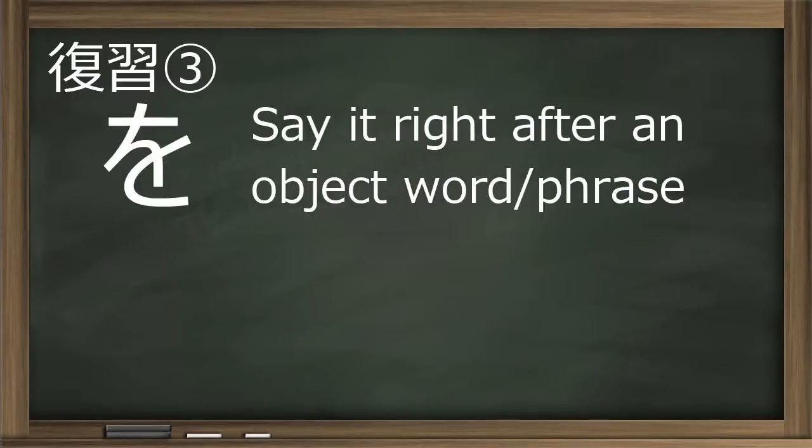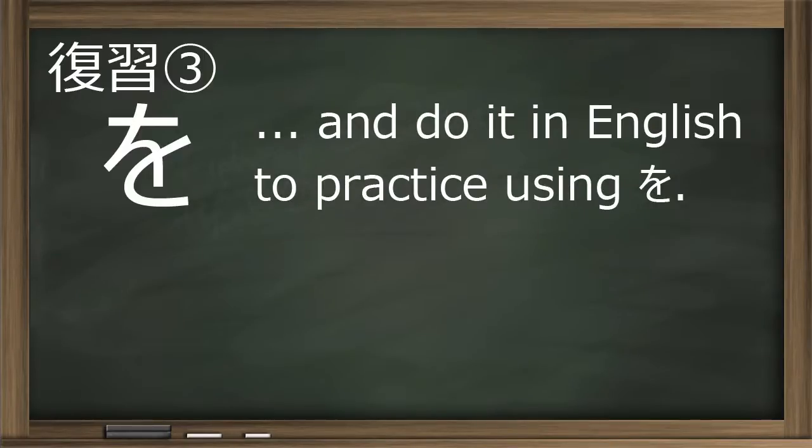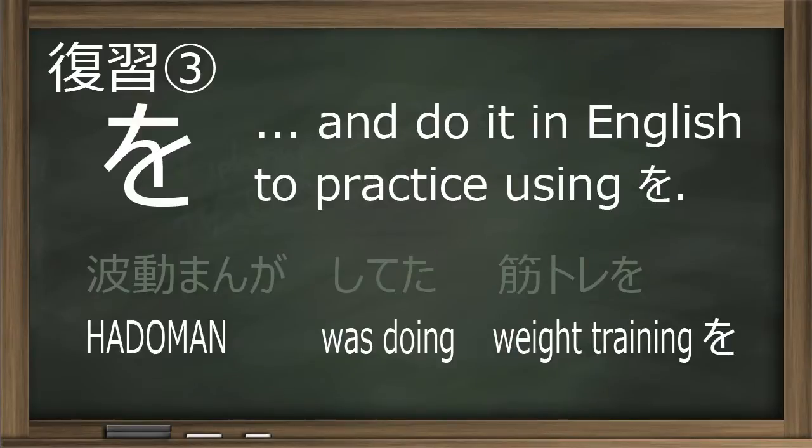Okay, and review point number 3. Say o right after an object word or phrase, and even do it in English to practice using o. What I mean by that again is, instead of saying Haruman was doing weight training, period, try to say o right after an object word. In this case, the object phrase is weight training. So try to say Haruman was doing weight training o.